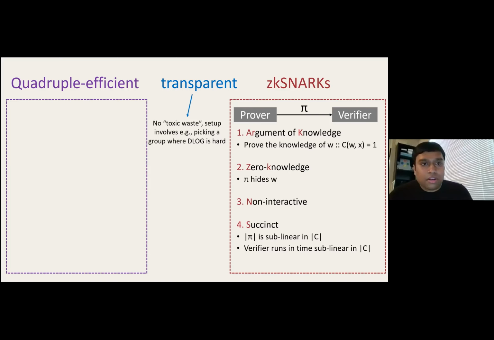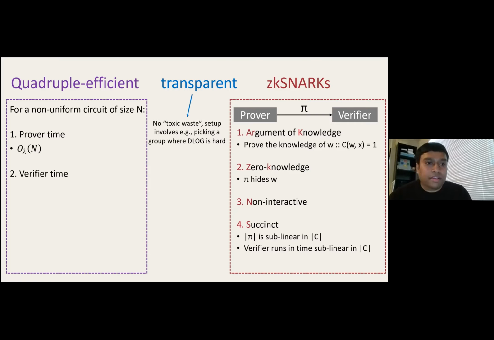So now let's look at what we mean by quadruple efficient. And naturally, there are 4 efficiency measures here. For a non-uniform circuit of size n, we require that the prover's time to produce a proof should be a linear number of cryptographic operations. Here, lambda is the security parameter.